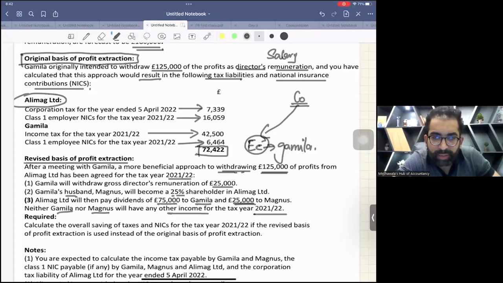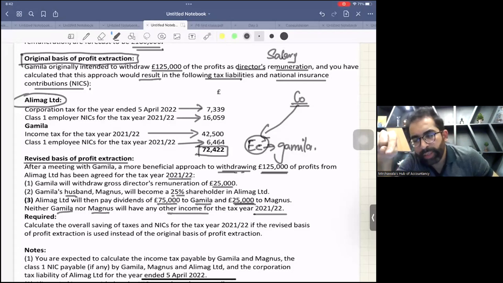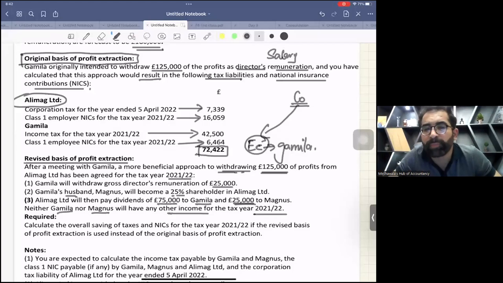Few students have started solving it. One question from a student: when Gamila is the owner? Yes, a shareholder can also be the director. Now she has two roles. Directors also keep shares in real life. So there are two roles: one is owner and the other is employee. It is possible for companies.